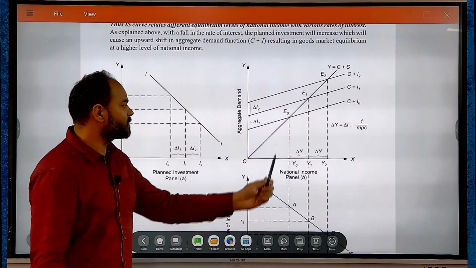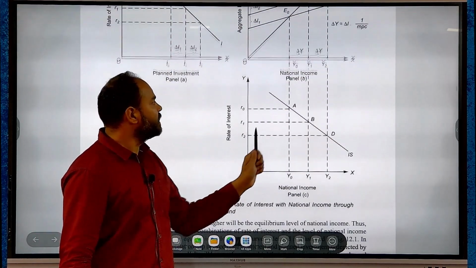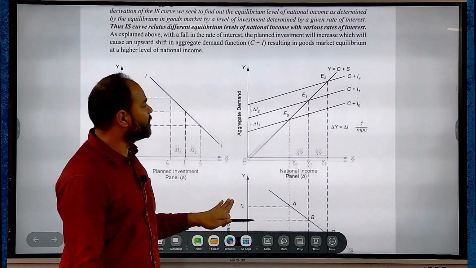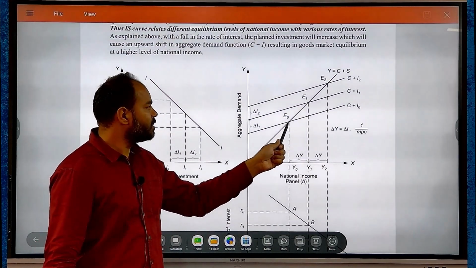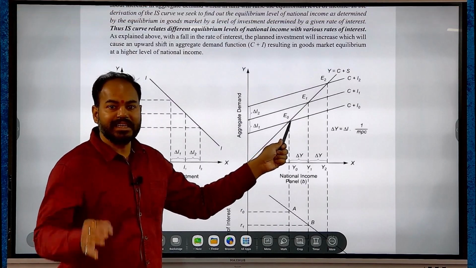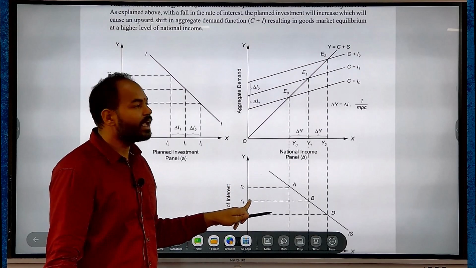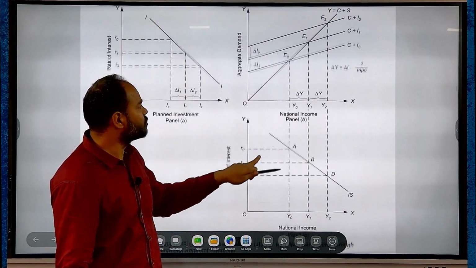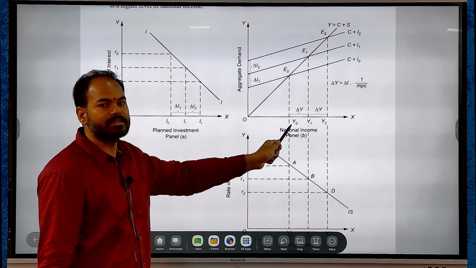So in this case, you can see aggregate demand and aggregate supply are in equilibrium at point E0. At E0, the goods market is in equilibrium, where aggregate demand and aggregate supply are equal to each other. So what is the total GDP at this point? At this point, the total GDP is Y0.